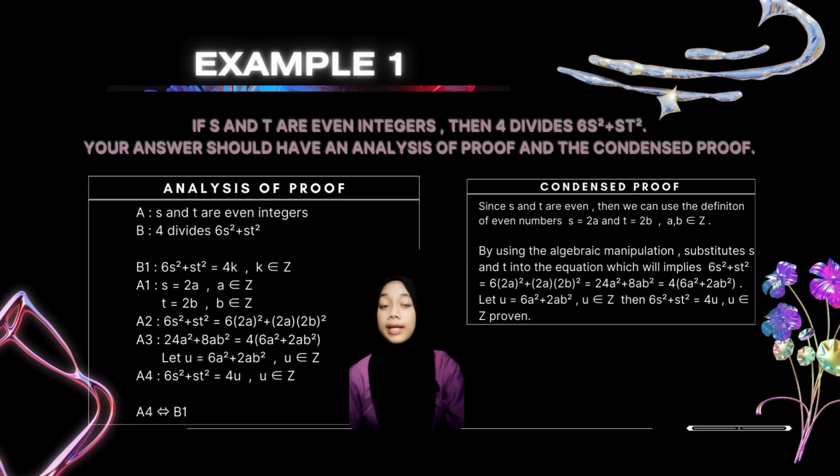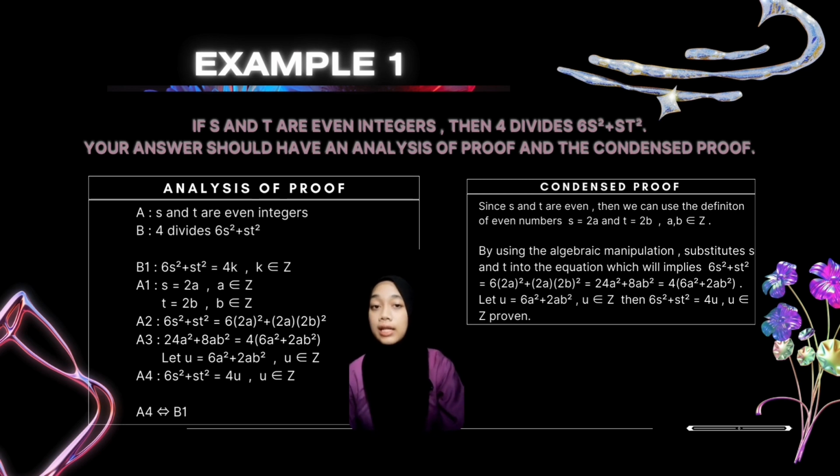Okay, so for A2, we're going to substitute s and t into the equation, which is 6s squared plus st squared. So it's going to be 6 times (2a) to the power of 2 plus 2a times (2b) squared. For A3, it's going to be 24a squared plus 8ab squared. So we're going to factorize, take 4 to the front, so it's going to be 4 times (6a squared plus 2ab squared).